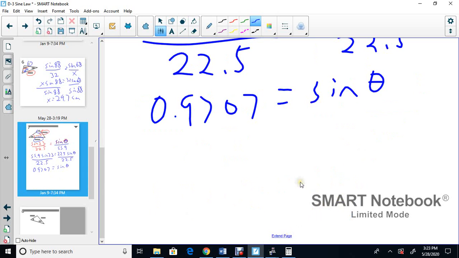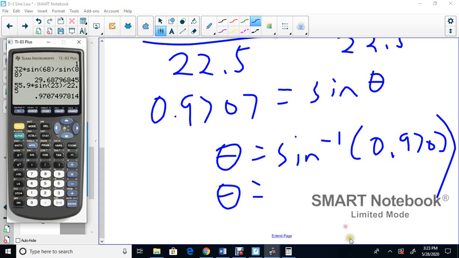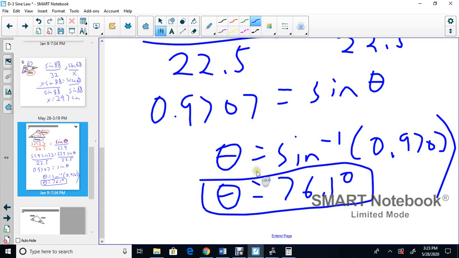So we have to find the angle, so we have to do the opposite. On the last line, to find theta, we go sine to the negative 1 of 0.9707. So theta equals, we do the opposite here. Now we go to the calculator, and we go second sine. So we get sine negative 1 of 0.9707, and it's 76.1 degrees. Don't forget the degree symbol. And there's the answer for that one, 76.1.